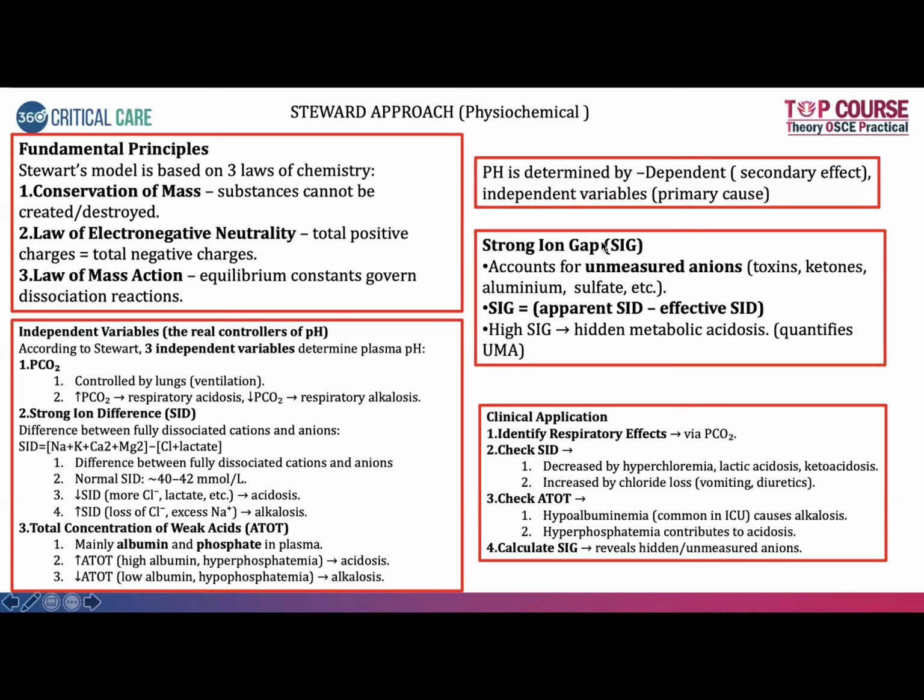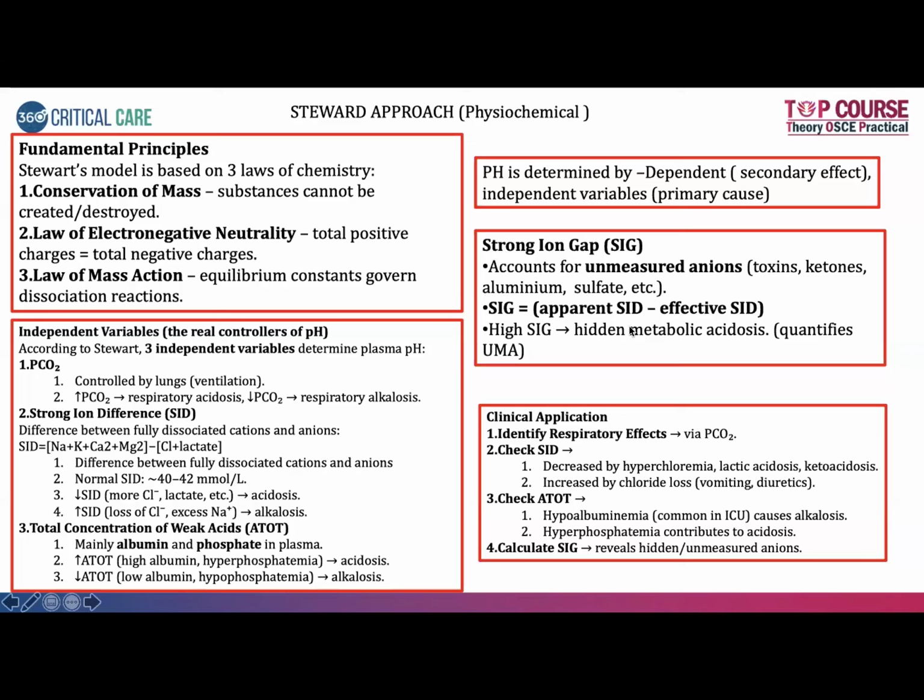So how will you calculate the strong ion gap? What is the strong ion gap? First you calculate the strong ion difference. This is how you calculate the strong ion difference. When you measure it, you actually get the effective strong ion difference. There is a difference between the measured and the apparent effective strong ion difference. That is the strong ion gap.